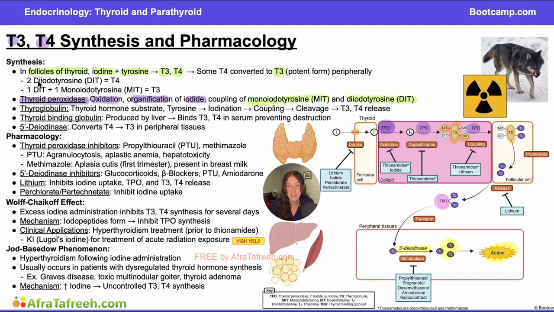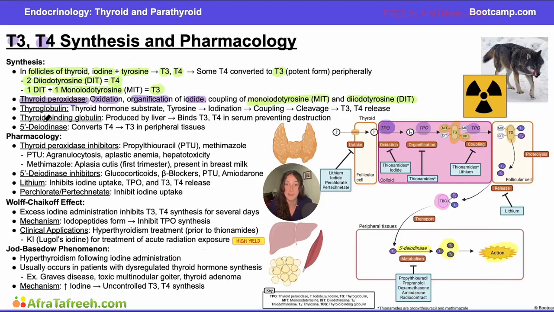So our diiodotyrosine, just like it sounds, is going to have two parts, and so when we multiply that by 2 and combine 2 of them, it's going to make sense that we get our T4. Conversely, when we have one diiodotyrosine and we add it to one monoiodotyrosine, mono the prefix meaning one, so we have 2 plus 1, then we get T3. So if our thyroid peroxidase coupled 2 diiodotyrosines, we'll get T4. And if our thyroid peroxidase coupled one monoiodotyrosine and one diiodotyrosine, then we'll get T3.